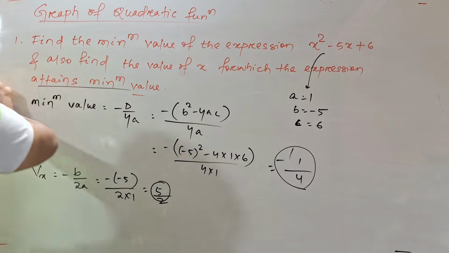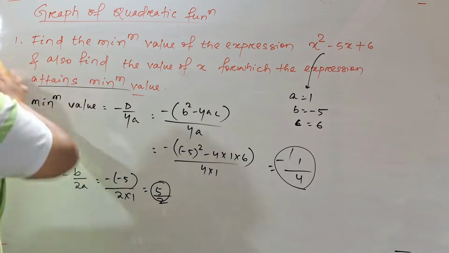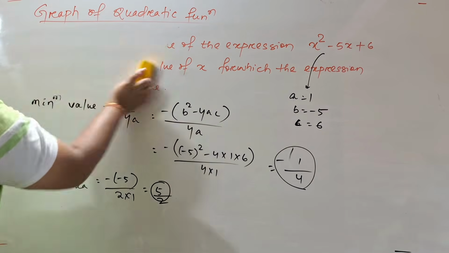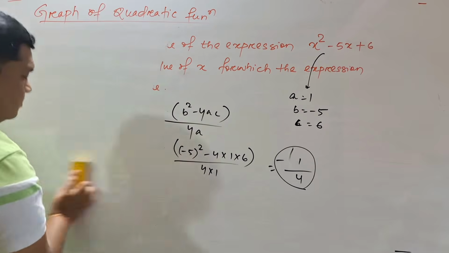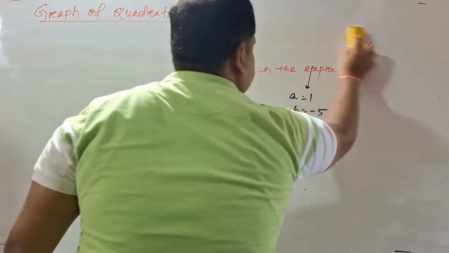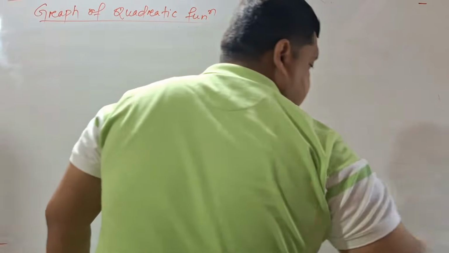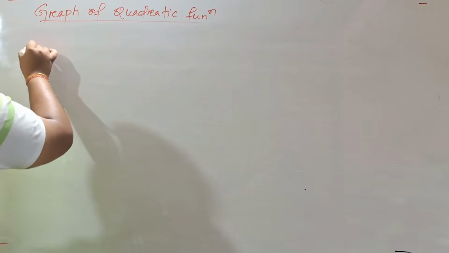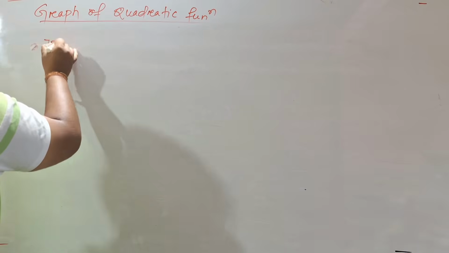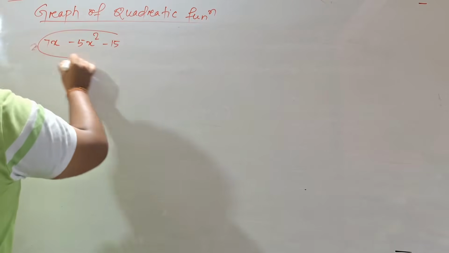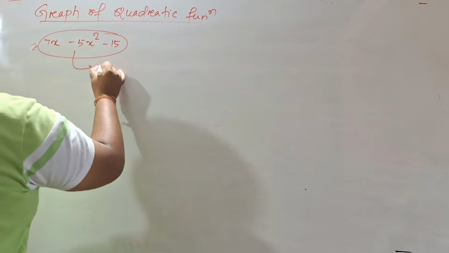Okay, next one. You can check the values. Suppose a quadratic expression is given like this: 7x minus 5x square minus 15. This one is the quadratic expression.